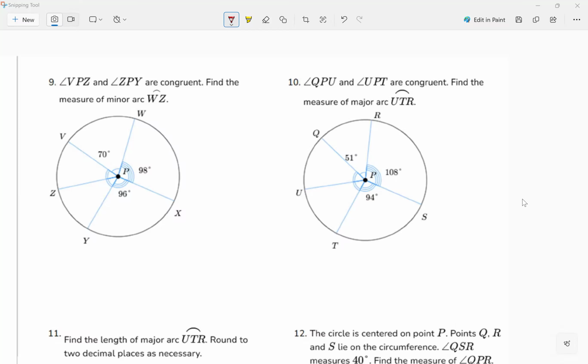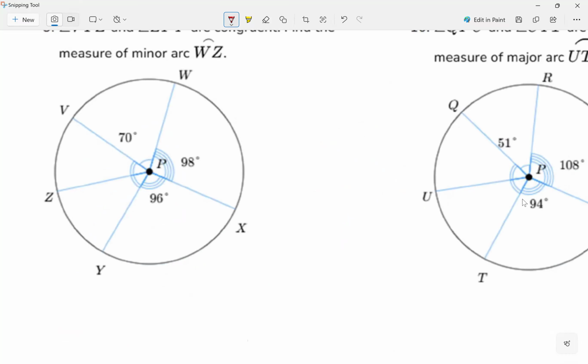Now we're going to be talking about arcs and angles. A central angle is basically the angle in the center of the circle. The central angle, you guys notice I can cut it into various different angles. Now an arc is part of a circle.